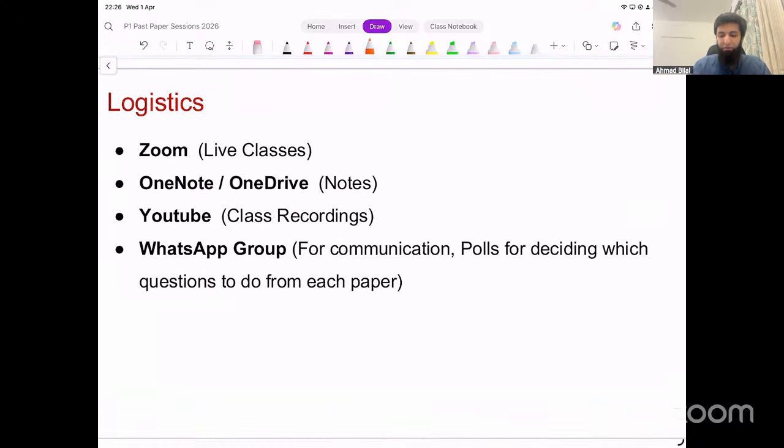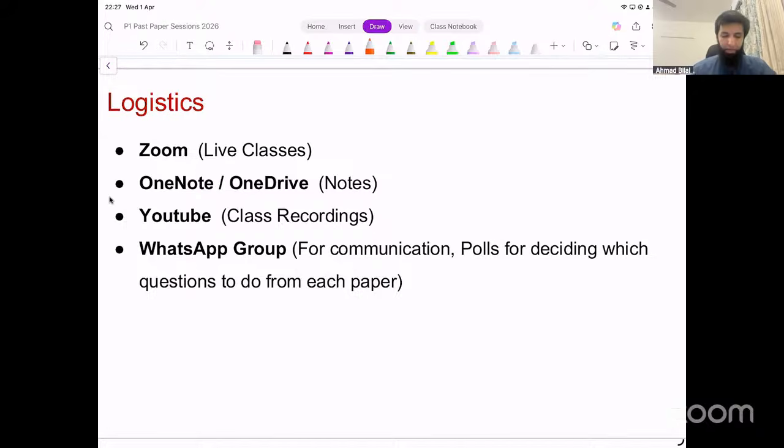And then WhatsApp group, of course, for communication. And I'll be posting some polls in the group as well while we are covering the course. As I go through the structure of the course, you will see that for some papers we will be doing difficult questions only. So how would we decide those difficult questions? I'll be posting polls in the WhatsApp group based on which we will see which questions most students are finding difficult, and we will do those particular questions from those papers.